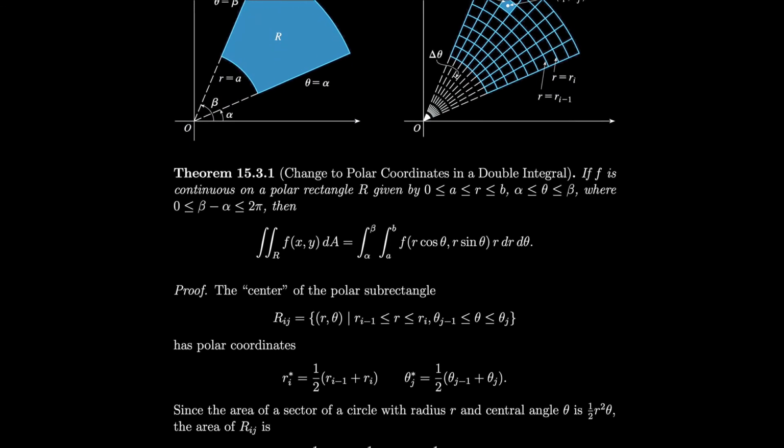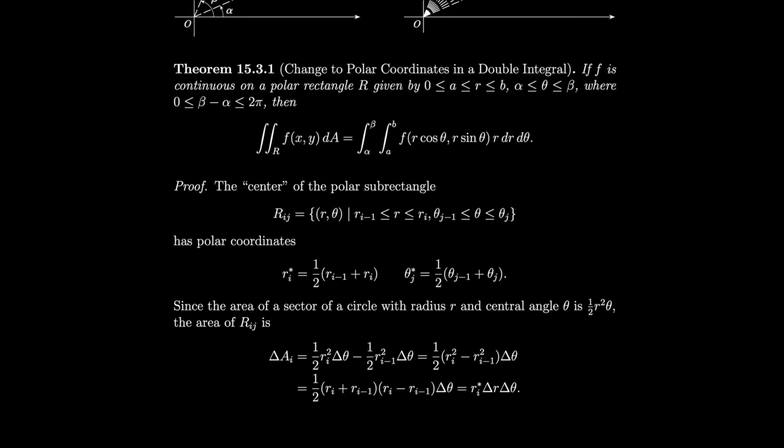Using the definition of a polar rectangle, we can change to polar coordinates in a double integral. If f is continuous on a polar rectangle R, given by where r is between a and b and theta is between alpha and beta, where if you take beta minus alpha, then that's between 0 and 2 pi, so we don't want too wide an angle. Then we have the double integral over R of f(x,y) dA, our classic rectangular double integral, equal to the iterated integral, where first we integrate with respect to r, and then we integrate with respect to theta.